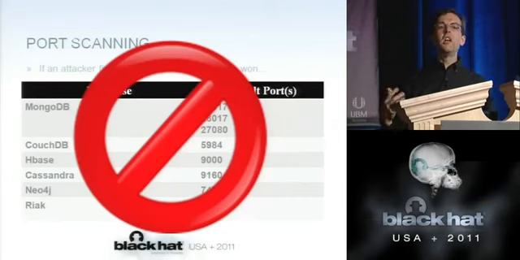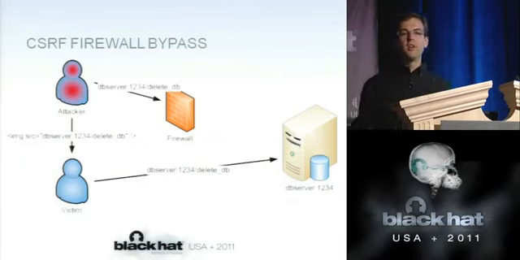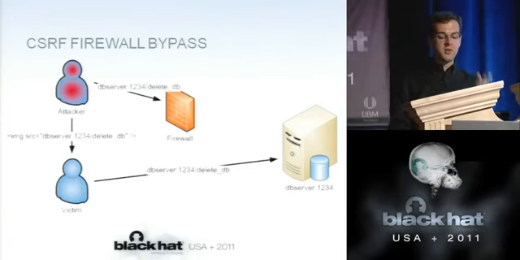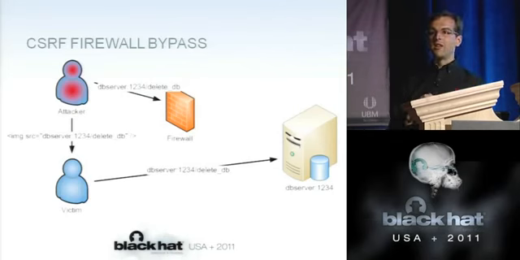If we can't do something directly ourselves, well then we'll just get someone else who does have permission to do it for us. So what we're going to do is CSRF around the firewall. We're an attacker right here, and what I really want to do is call DB server, which is running a NoSQL database on port 1234. I want to call DB server 1234 delete DB to delete the database and DOS the system.